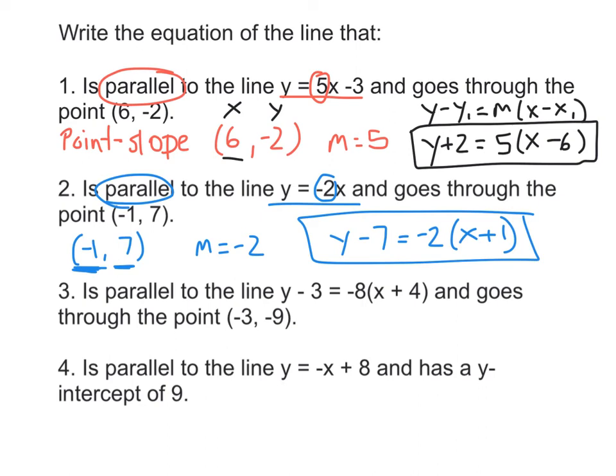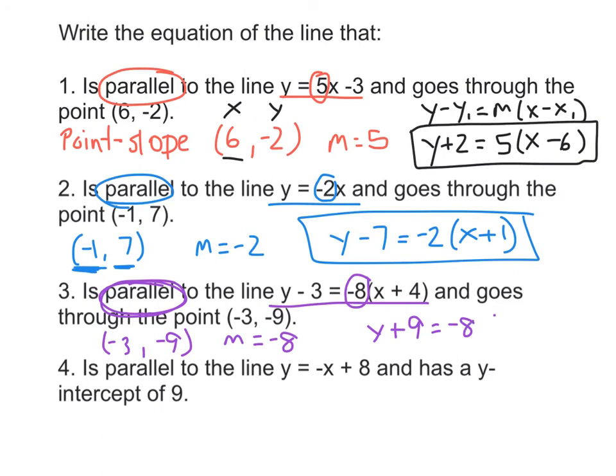Okay, the next one, we want to write the equation of the line that is parallel to this line right here and goes through the point (-3, -9). Again, we need a point and we need a slope. Well, our point is (-3, -9) that it's going through, and our slope is the same slope as this equation has because they are parallel. So -8 is our slope, so we're going to write that in right here. And we're going to write our equation. So y + 9 = -8(x + 3).